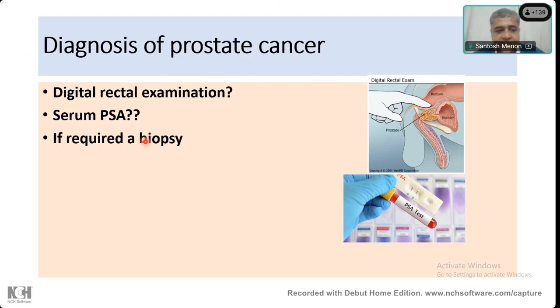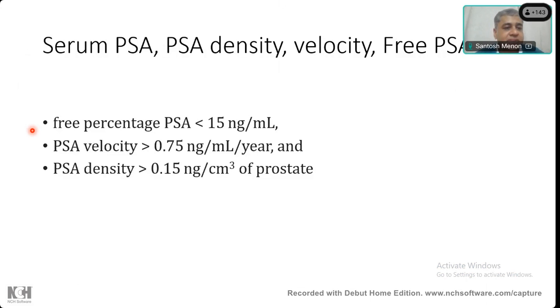And like Srinivas said, serum PSA is very important. And then if it is needed, a biopsy is done. So every patient who has LUTS does not undergo a biopsy. So you were correct in saying that every patient with a lower urinary tract symptom may not need a biopsy. Now we'll just look at certain terms.